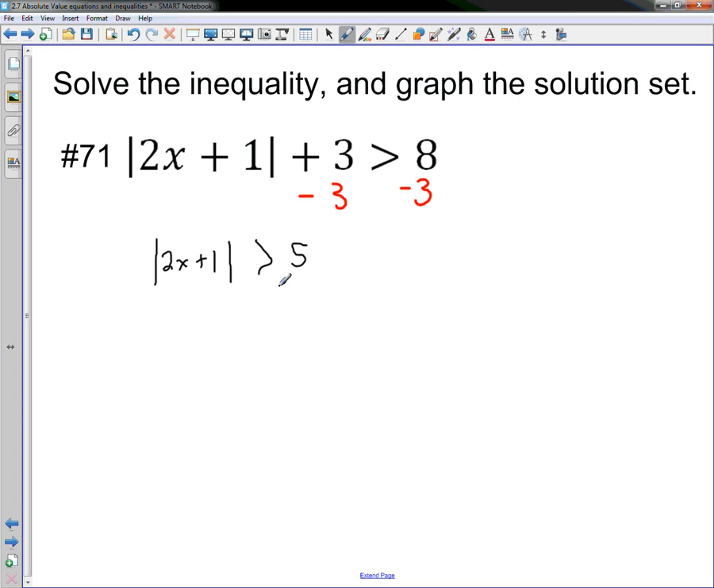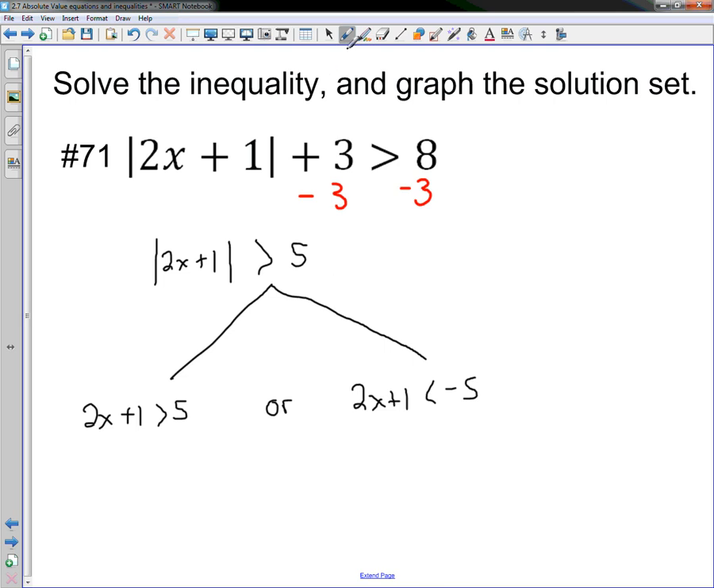We're going to break it up into the two inequalities. We're talking about greater than 5. So we have 2x plus 1 is greater than 5. That's one of our options. Or we can have the stuff on the inside, 2x plus 1 can be less than negative 5, because remember we're taking the absolute value. So anything less than is okay. It's still a distance further than 5.